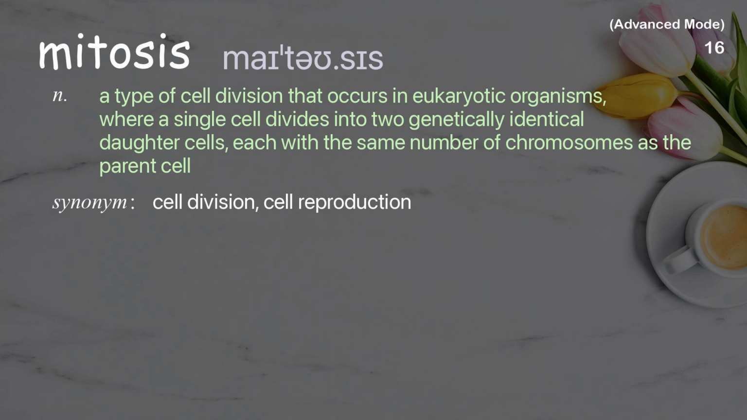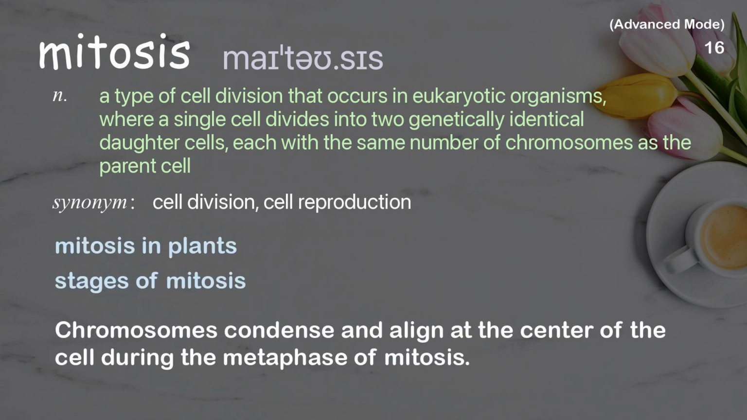Mitosis. A type of cell division that occurs in eukaryotic organisms, where a single cell divides into two genetically identical daughter cells, each with the same number of chromosomes as the parent cell. Examples: Mitosis in plants. Stages of mitosis. Chromosomes condense and align at the center of the cell during the metaphase of mitosis.